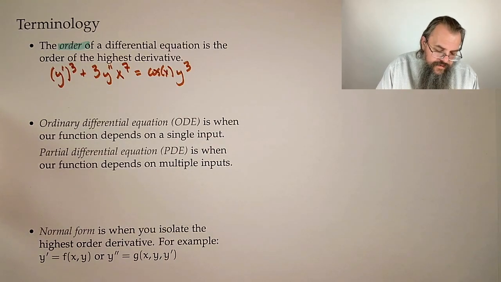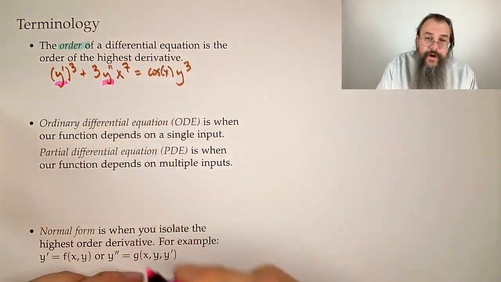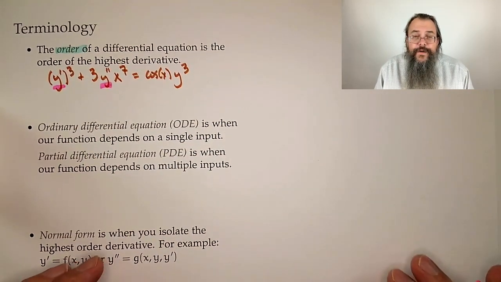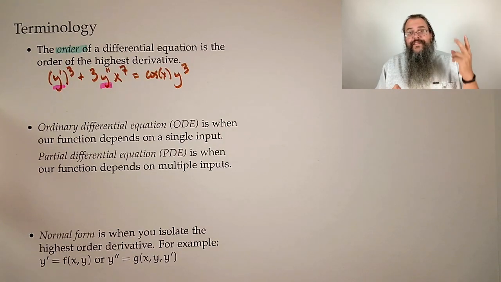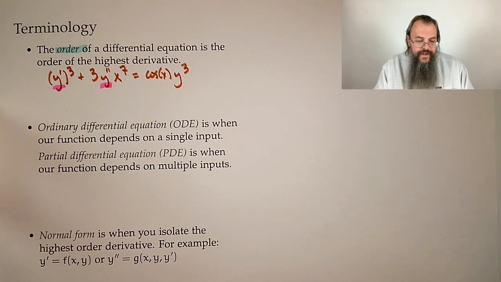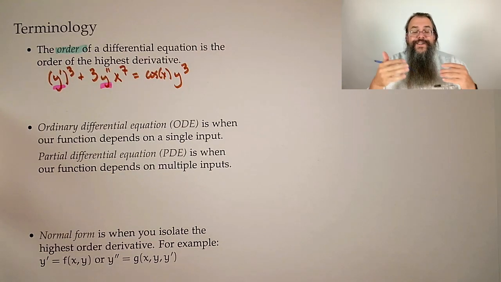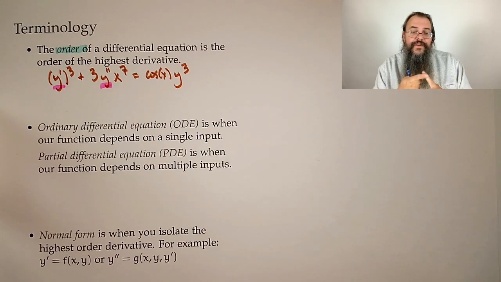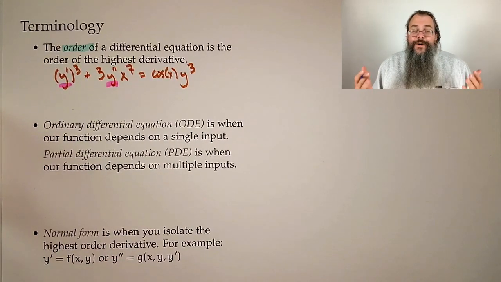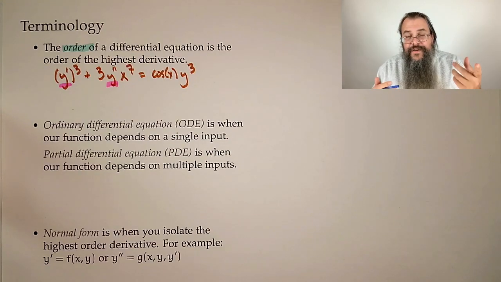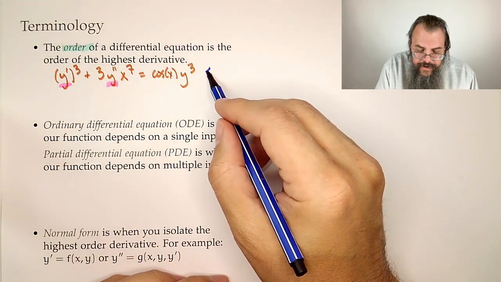So one place we see a y prime, another place a y double prime. Okay, which one's bigger? The y double prime is the bigger derivative in the sense that it's two derivatives. So we say, okay, then this is a second order. So second order means the highest derivative is a second derivative. First order would be the highest derivative is a first derivative, and so forth and so on. So this is a second order.